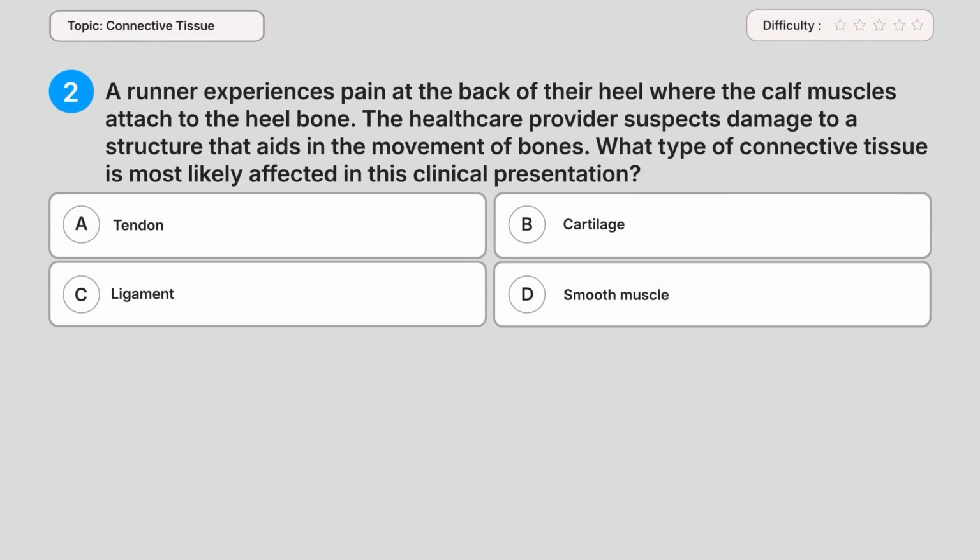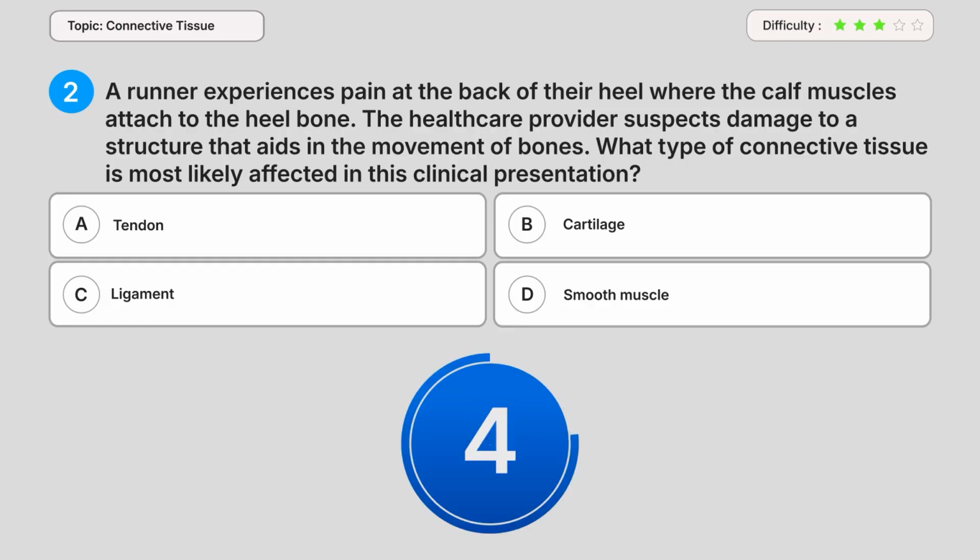2. A runner experiences pain at the back of their heel where the calf muscles attach to the heel bone. The healthcare provider suspects damage to a structure that aids in the movement of bones. What type of connective tissue is most likely affected in this clinical presentation? A. Tendon. B. Cartilage. C. Ligament. D. Smooth muscle. Can you guess the answer?